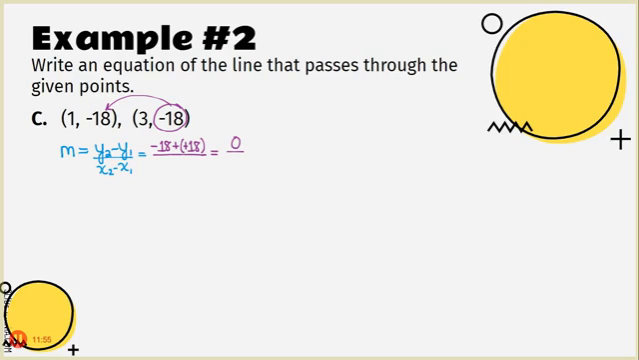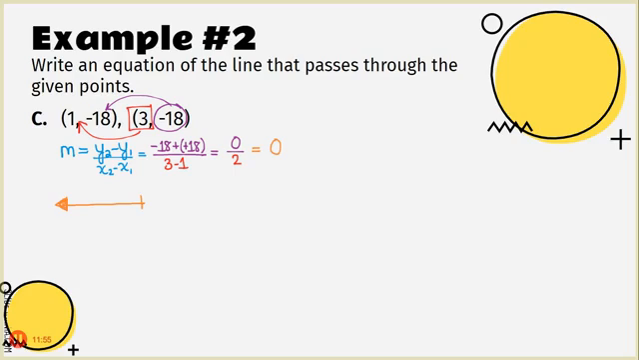And then in the denominator, I have to start with my 3. And I'm going to take 3 minus 1, which is 2. But I know that 0 divided by anything is going to give me 0. So I do have a slope. My slope is 0. That automatically makes this a horizontal line.